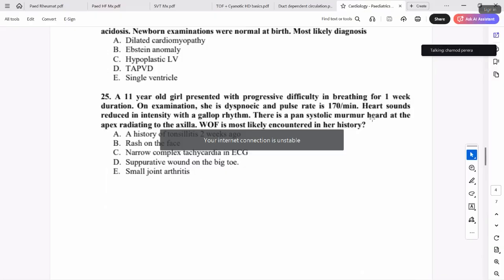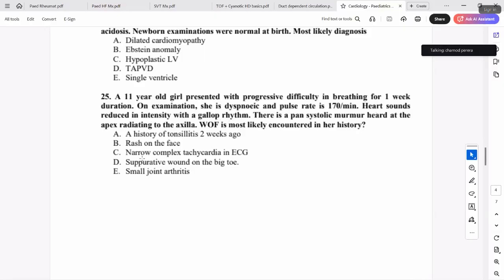Okay, now, this patient, there are two cardiac conditions. There's a pansystolic murmur heard at the apex radiating to the axilla. So we know this condition. That is a mitral regurgitation murmur, right? That is one thing. And she's dyspneic with a pulse rate of 170. Most likely some form of heart failure is going on. And the heart sounds are reduced in intensity, right? With a gallop rhythm, which can lead to heart failure.